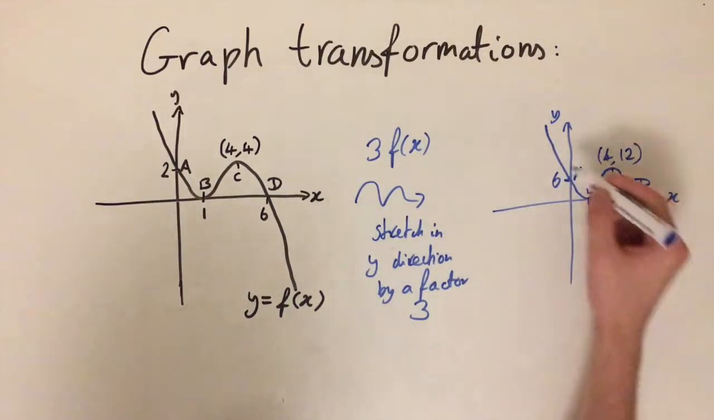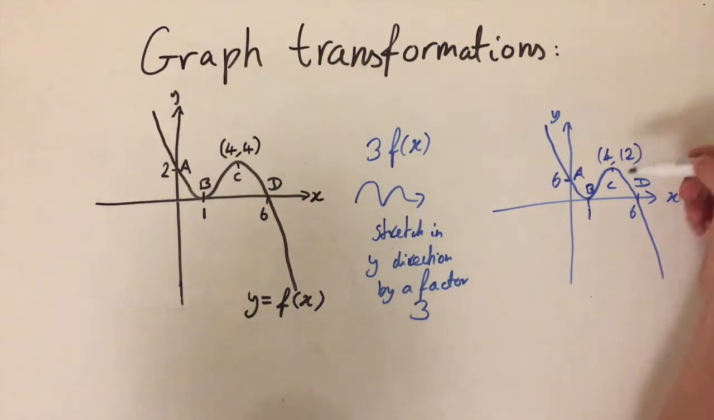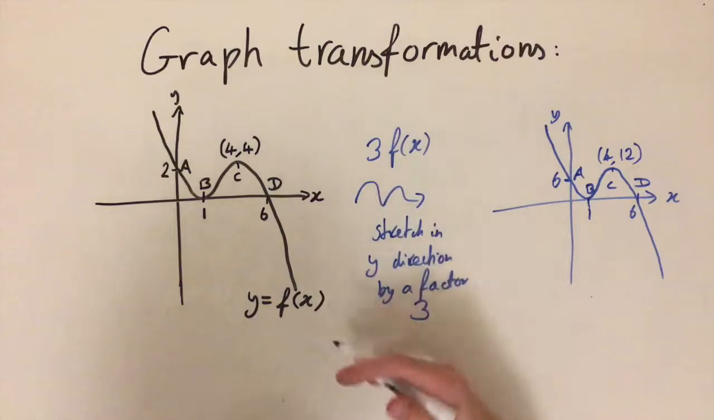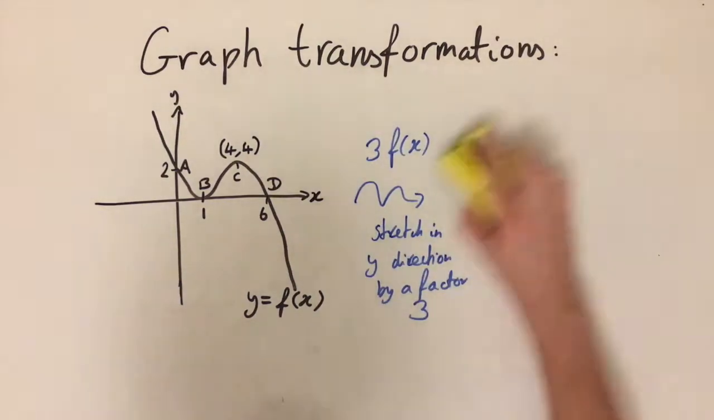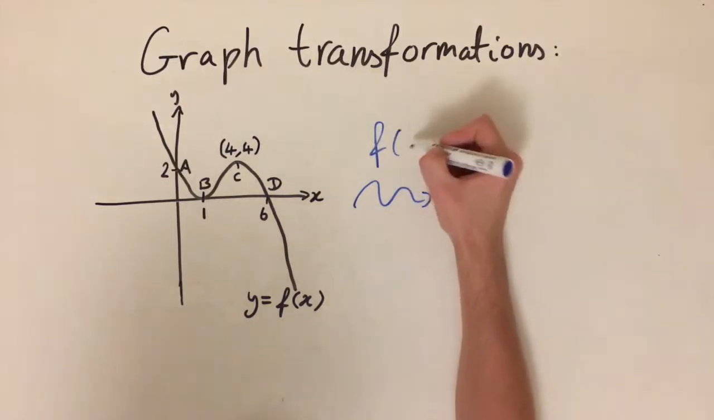So the shape of the graph is essentially the same. It's just that the y coordinates all get boosted. We are shifting everything up and down. We're stretching it out.